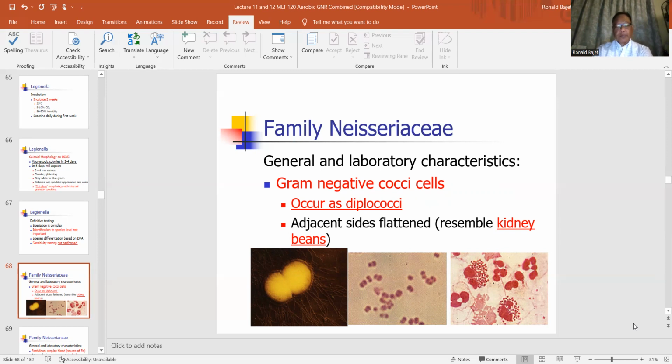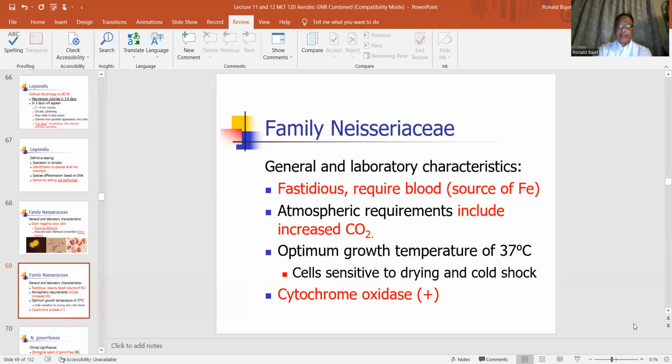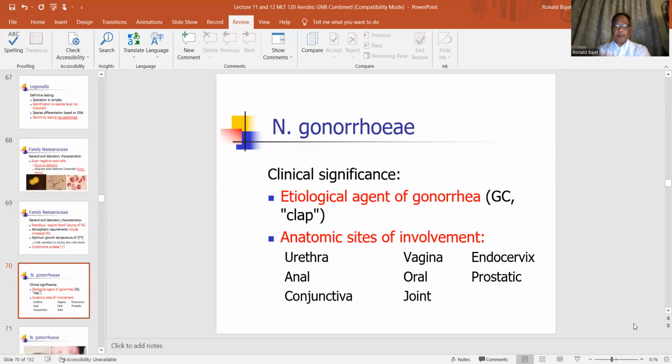You do an oxidase test, it's positive. So then you got something serious you're going to be working up. Fastidious, this requires blood as a source of iron. It also needs to be incubated in CO2. This organism, like I said earlier, is oxidase positive. So gram-negative diplococci, oxidase positive, likes to grow on chocolate. The media of choice for Neisseria is modified Thayer-Martin. I'll mention that later. It's the etiologic agent for GC, or the clap.